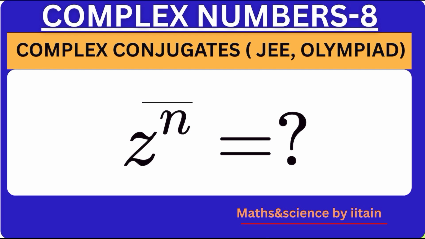On complex numbers, it is the 8th lecture. Until now, we have completed 7 lectures on complex numbers, on various definitions and typical problems. And in this lecture on complex numbers, we deal with complex conjugates. What is the meaning of a complex conjugate? How do you represent it in the geometrical plane? And what are the multiplication, subtraction and addition of complex conjugates?